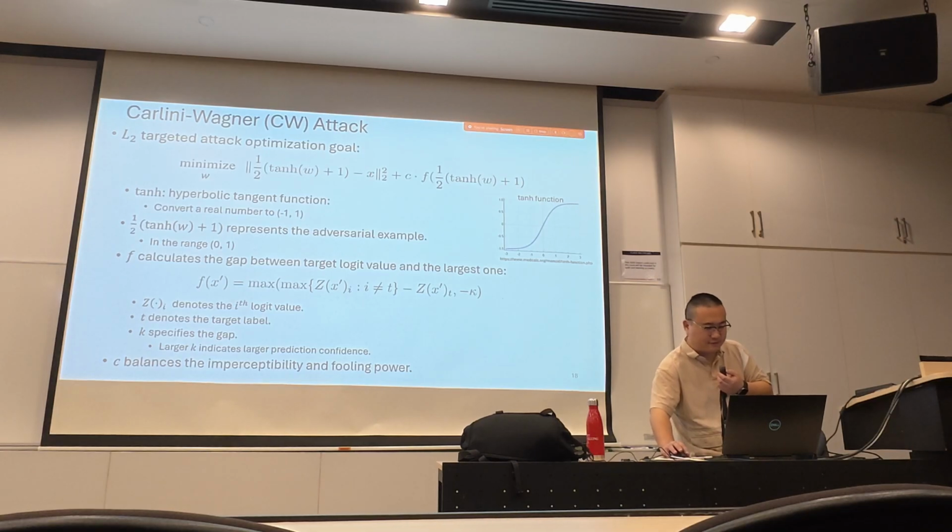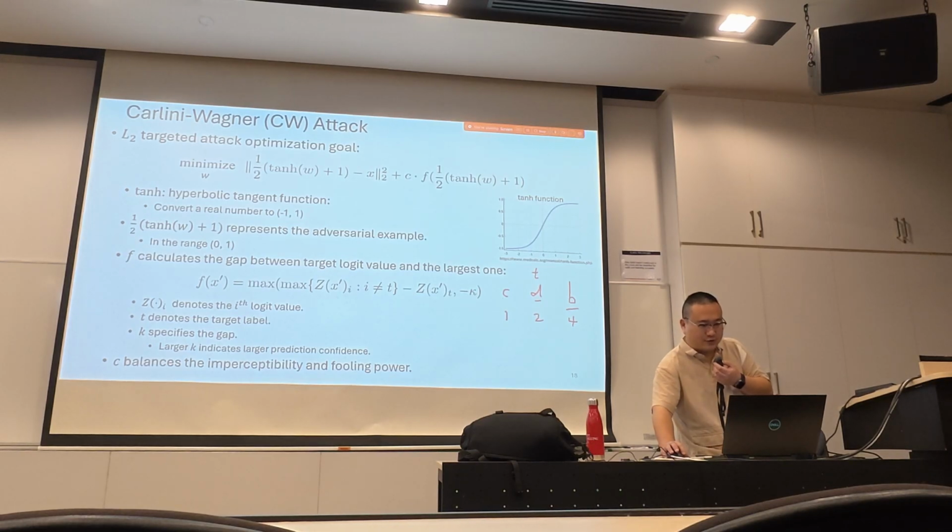So we have cat, dog, and bird. The target label is dog, and the ground truth label is bird. So given an image of a bird, the model correctly outputs that this is a bird, and the logit is 4. For the dog, the logit is 2, and for the cat, it's 1. However, we want to attack the model. So we want the model to predict that the input image is a dog.